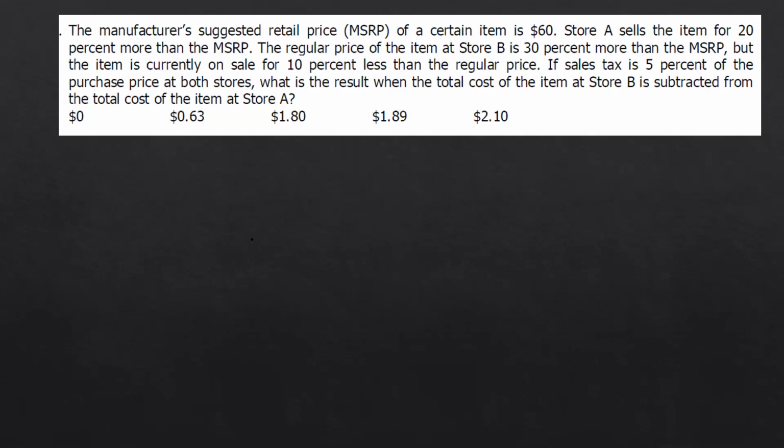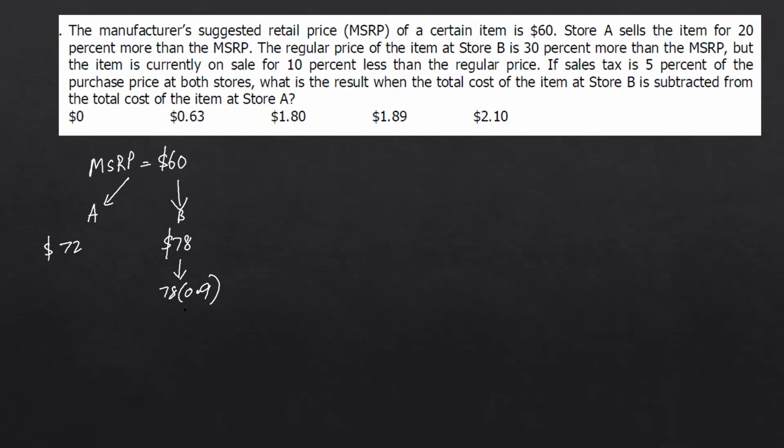Okay. So the manufacturer's suggested retail price of a certain item is $60. MSRP is $60. Store A sells the item at 20% more, so store A sells it at $72. The regular price of the item at store B is 30% more, so this is 1.3 into 60. Store B sells it for $78. But the item is currently on sale at 10% off the regular price. So that is 78 into 0.9.